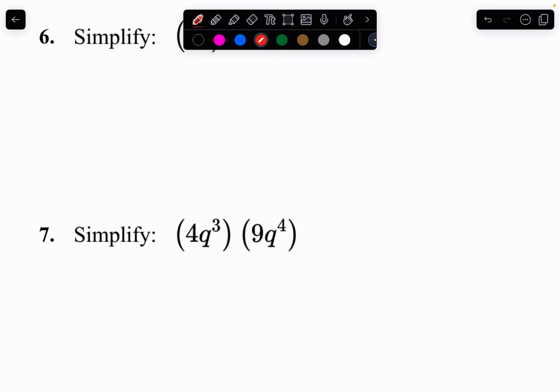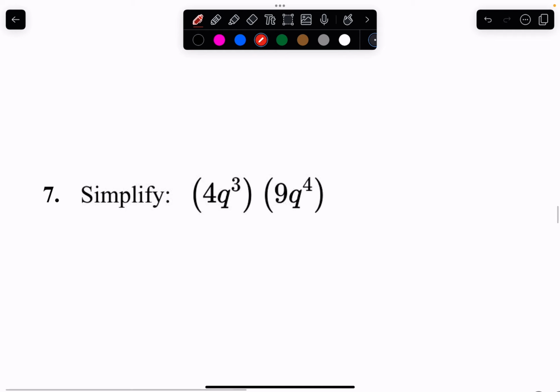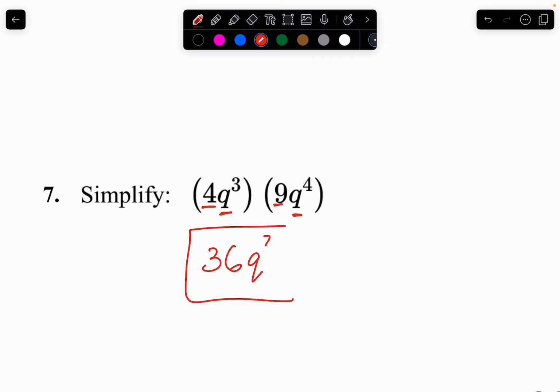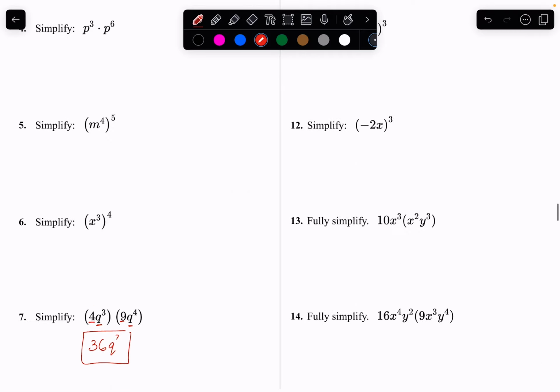All right, so this is another multiplication one. Now, when you're doing multiplication, these coefficients you just multiply, okay? So 4 times 9 is going to give us 36. And then when we multiply our exponents again, when you multiply exponents, you add the power. So it's going to be 36 q to the 7th.